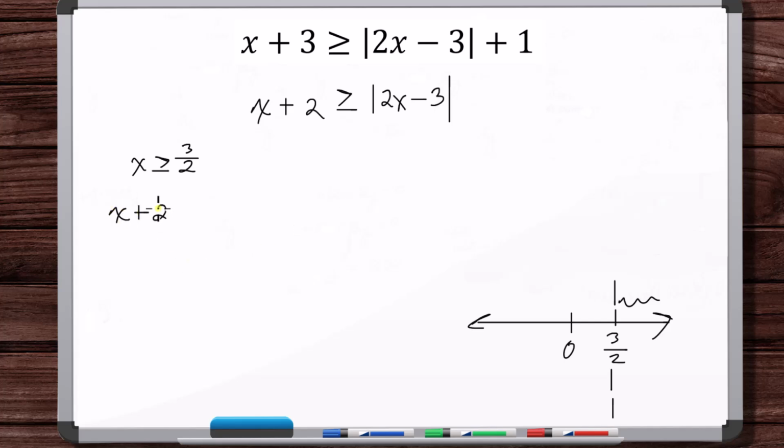So we just remove the absolute value. Let's subtract 2x from both sides. X minus 2x is minus x. Let's subtract 2 from both sides. Minus 3 minus 2 is minus 5. Multiply both sides by -1. Flip the inequality. So there we go. Where does x is greater than or equal to 3/2 and x is less than or equal to 5 overlap? Well, that's going to be like this.